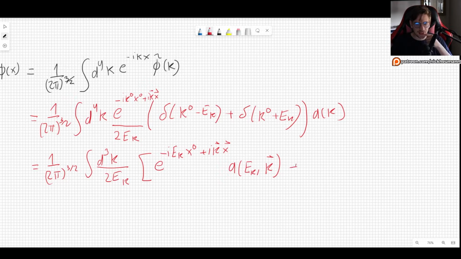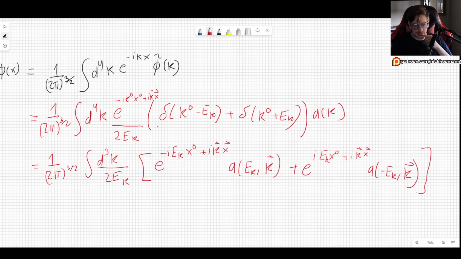And then we have the second one here, which would be e to the, now it is minus ek, so we have I ek x0. I don't like the way my e looks, so maybe let's redo it quickly. So ek x0, and then we have plus I kx, and all of this multiplied by a, and now we have minus ek comma k. Okay.